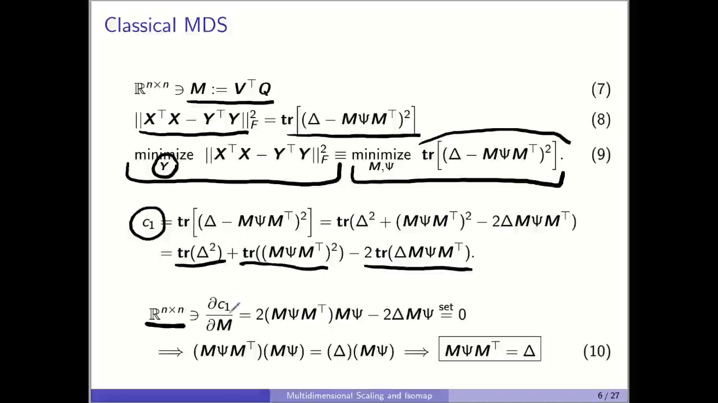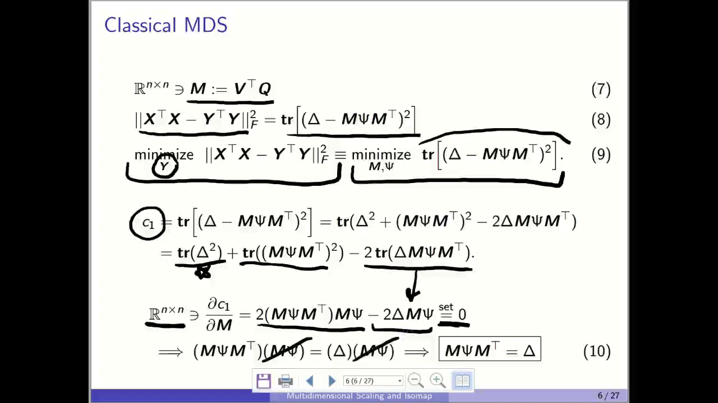So here it is, c1 is a scalar, m is a matrix, so the result is a matrix. When we take the derivative of this term, the first term is constant with respect to m, the second term's derivative is this, the derivative of the third term is this, and then we set it to 0. We bring this part to the other side of the equation, and as m psi is not 0, we can cancel these out. These are not 0, so m psi m transpose is equal to delta.